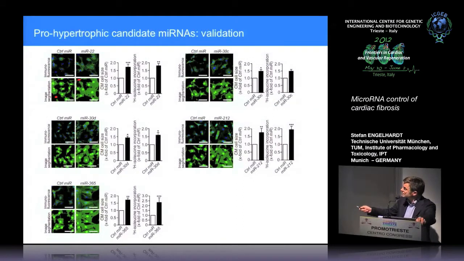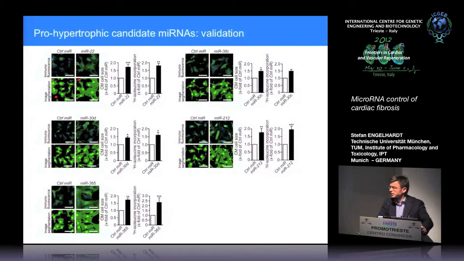Here you see on the left-hand side an alternative repetition of this screen, which had been performed in triplicate. And here you see in each case a radioactive assay for protein synthesis, and actually the results are highly reproducible for these pro-hypertrophic microRNAs. And if we use antimiRs, we get rather modest effects, but many of them also reach statistical significance, then in the opposite direction.